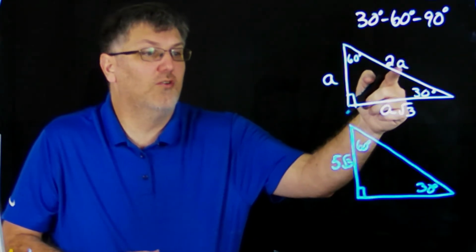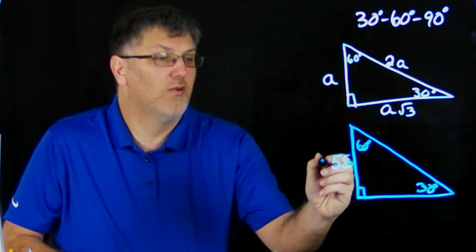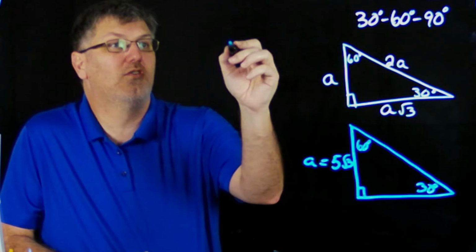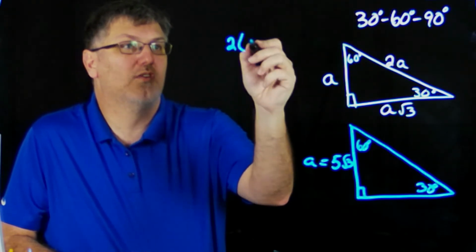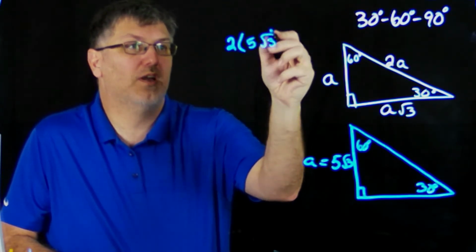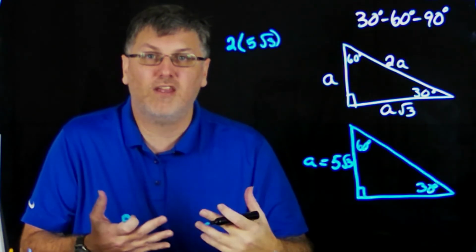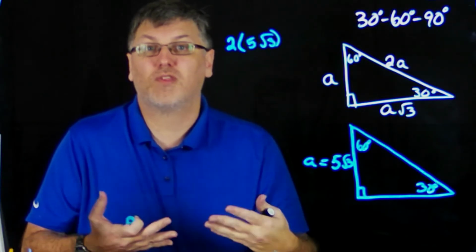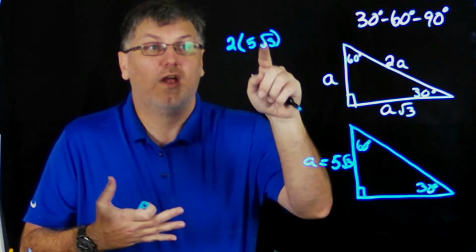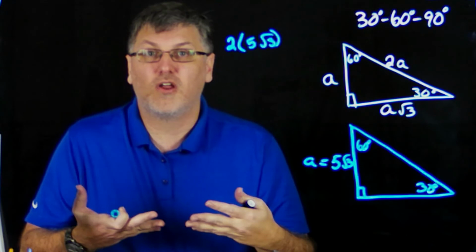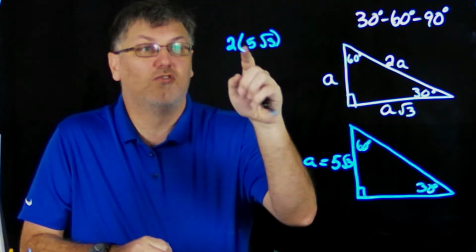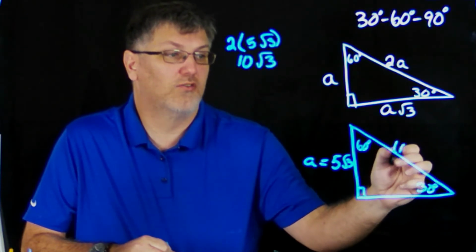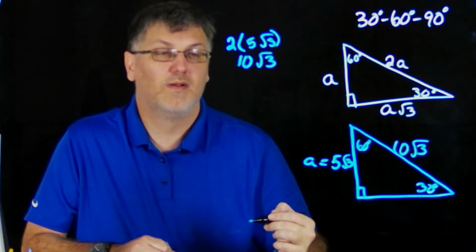The hypotenuse is 2A, and then my A is 5 square root 3. So all I'm going to do is play substitution, and I'm going to do 2 times 5 square root 3. Now be careful, when you multiply these, you're not going to multiply the 2 with the square root of 3. They are two separate things. You're only allowed to multiply anything with the 3 if it's under another square root. But I can do 2 times 5, which is going to give me 10 square root 3. So my hypotenuse is 10 square root 3.